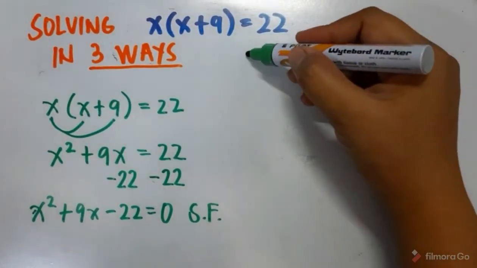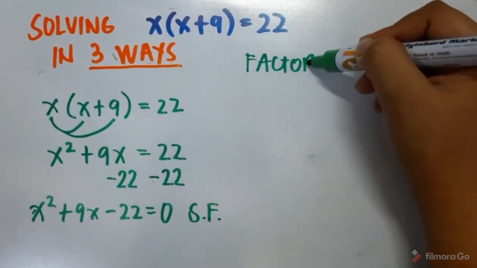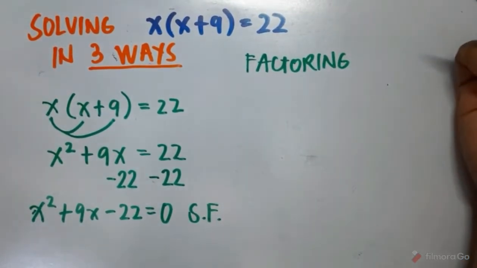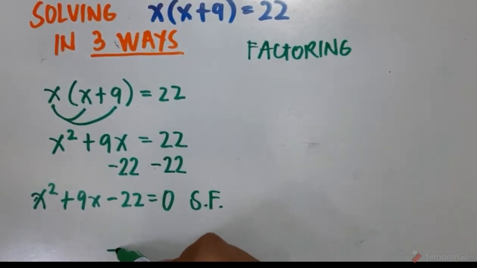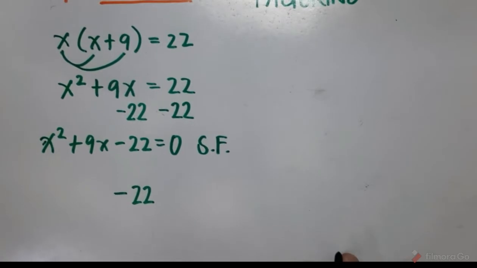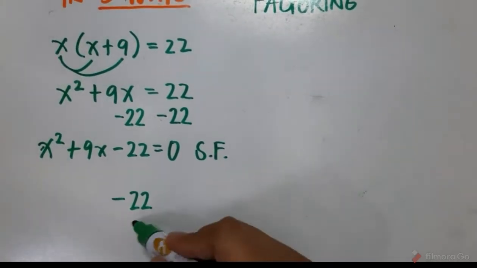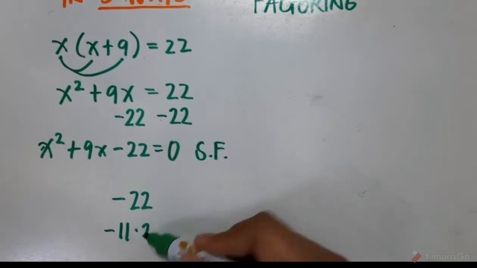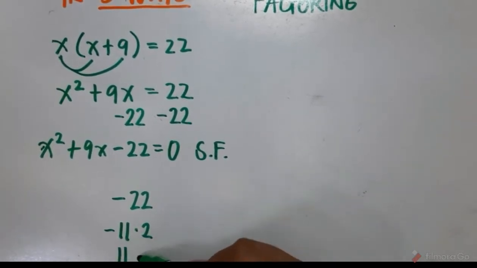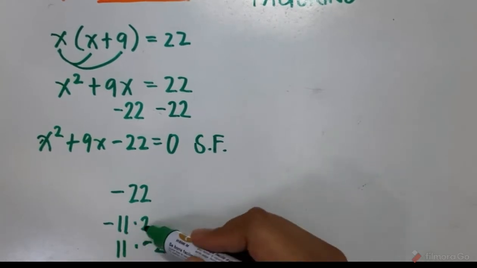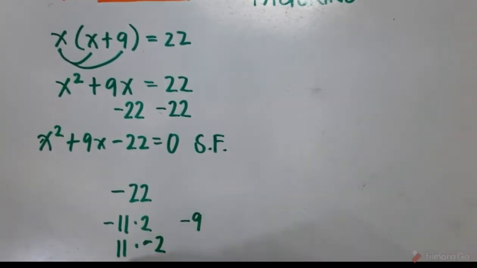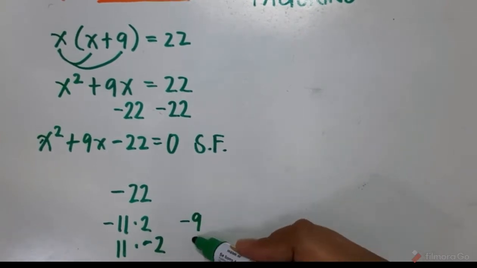So first, we are going to use factoring. Find the factors of the third term, which is negative 22. What are the factors of negative 22? We can have negative 11 times positive 2, or positive 11 times negative 2. Then we get the sum of the two factors. Negative 11 plus 2 is negative 9. 11 plus negative 2 is positive 9.